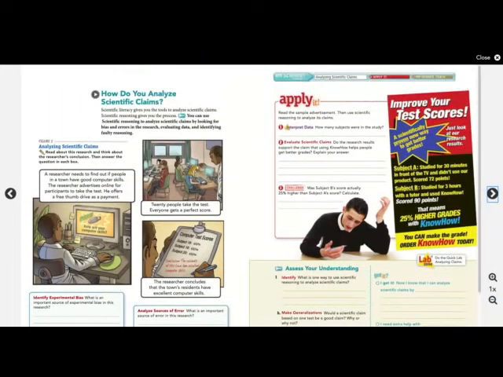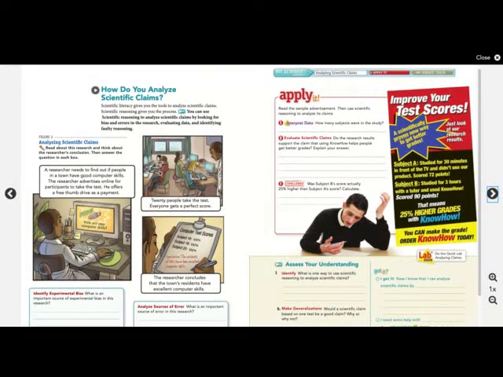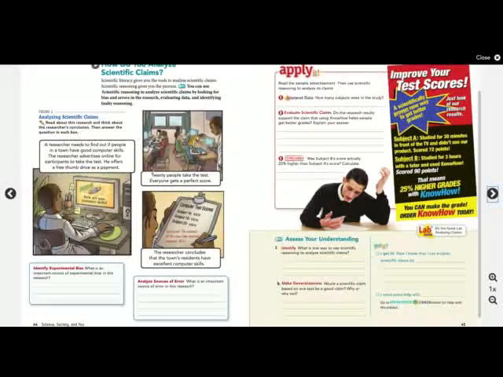So now that we can distinguish between evidence and opinion, let's talk about how we analyze scientific claims. Scientific literacy gives you the tools to analyze scientific claims. Scientific reasoning gives you the process. You can use scientific reasoning to analyze scientific claims by looking for bias and errors in the research, evaluating data, and identifying faulty reasoning. So let's take a look at Figure 2.